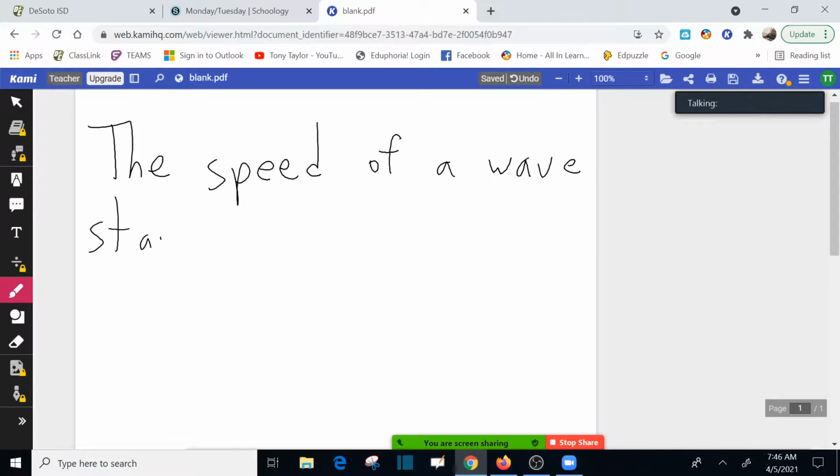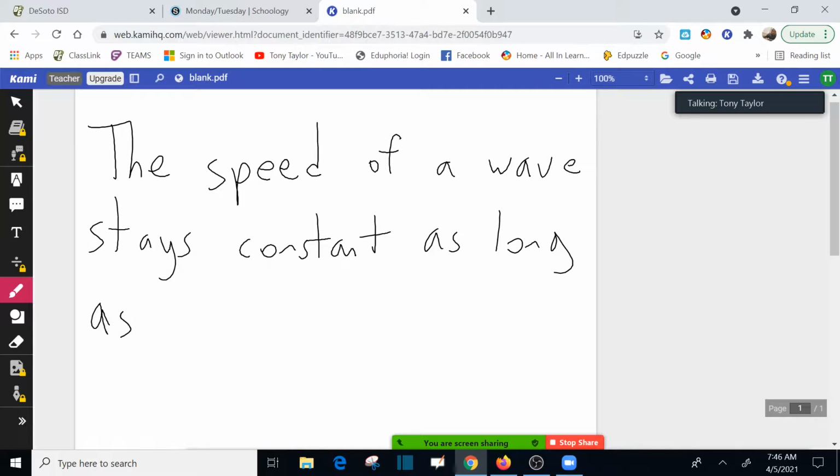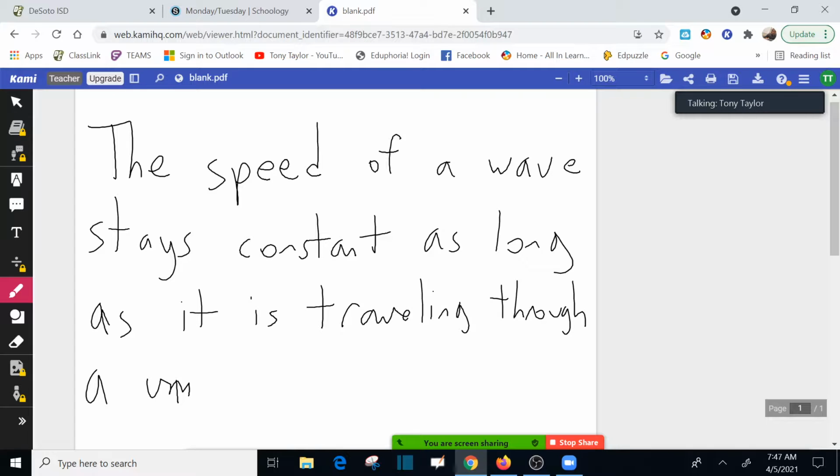The speed of a wave stays constant as long as it is traveling through a uniform medium.